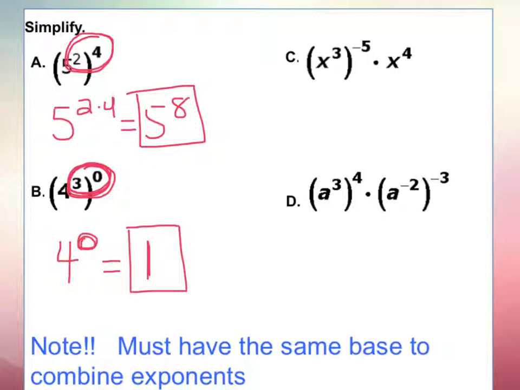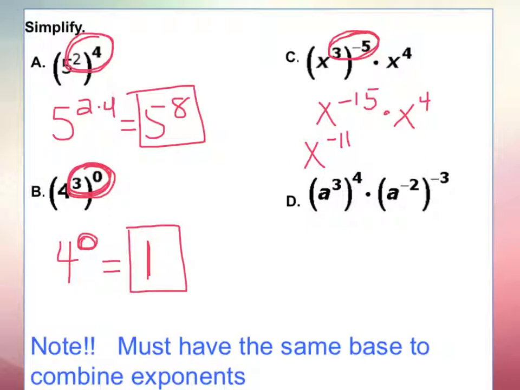Now let's look at C. And just to note, you must have the same base to combine any exponents. So here I have the bases of x, so we're good. I'm going to multiply the exponent here, and I get x to the negative 15 power multiplied by x to the 4th power. And now I'll have to use the property I learned last video, and I need to add these two exponents. So this becomes x to the negative 11th power.